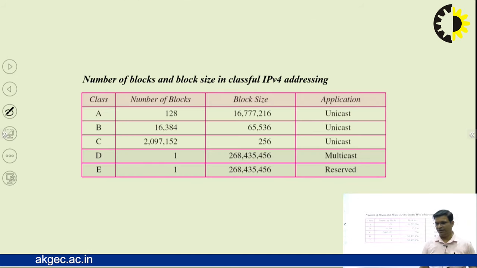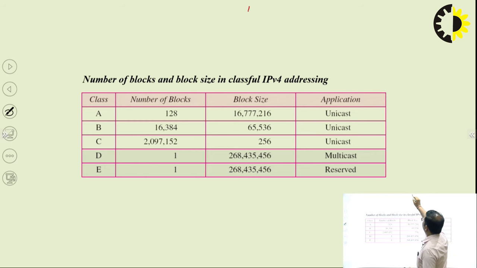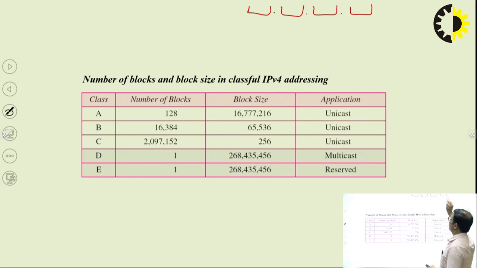Now, take another thing. For example, there is one block, another block, another block, another block. Okay. So there are a total of four blocks. Total four blocks in an IPv4. Okay. So in class A, it is fixed that 0 to 127, it is fixed. And these all are variable. These are variable.